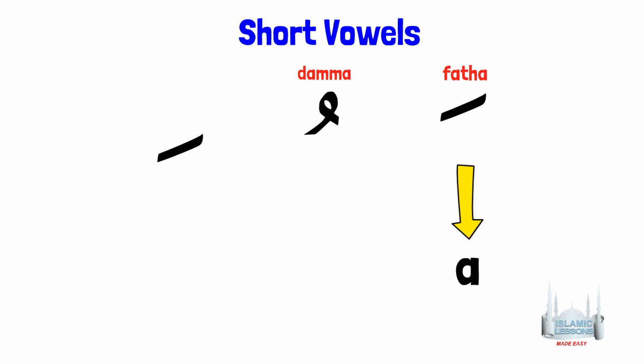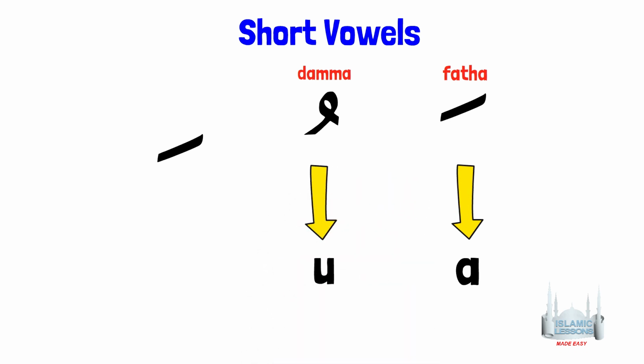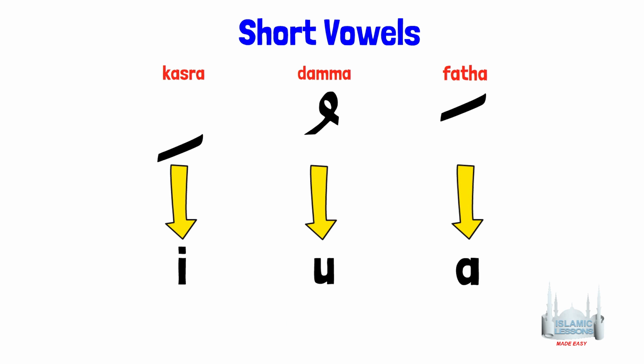This is called the Dhammah. It is written above the letter. It makes an U sound. This is called the Kasra. It is written below the letter. It makes an I sound.